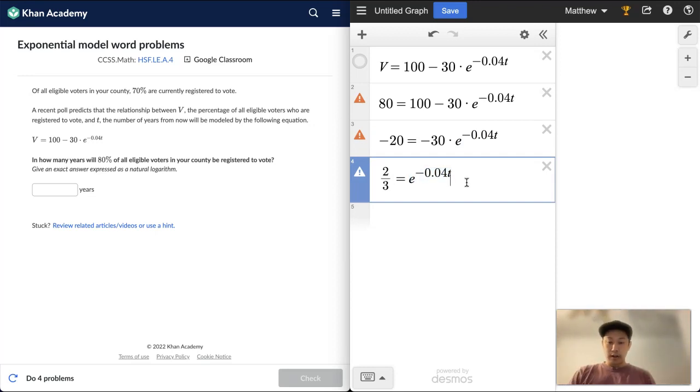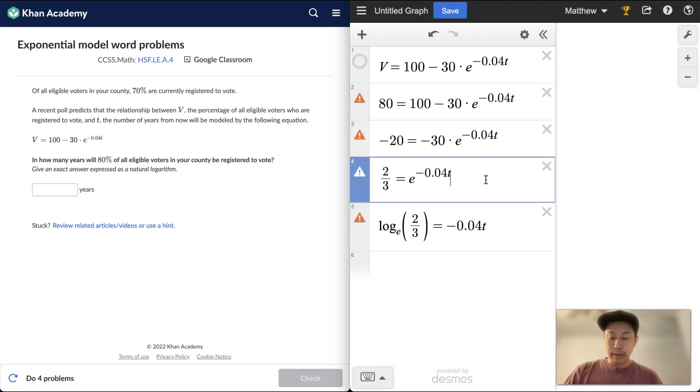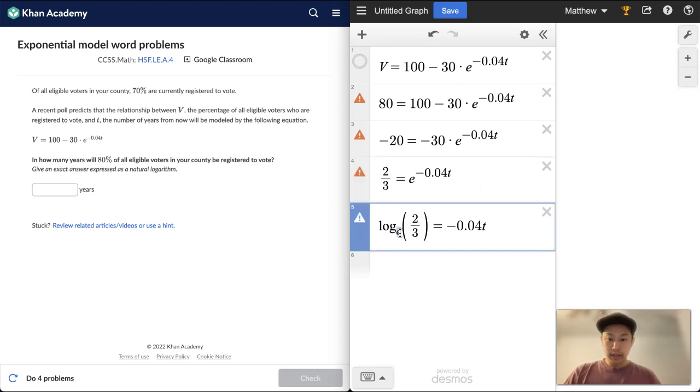And now we convert from exponential form to log form. So I'm going to write this as log base e first. Log base e of 2/3 is equal to negative 0.04t. Follow your around the world method, exponential form to log form. Same base. Follow your order around the world. e to the power of negative 0.04t is equal to 2/3. That's exactly what's written here, right? e to the power of negative 0.04t equals the 2/3.